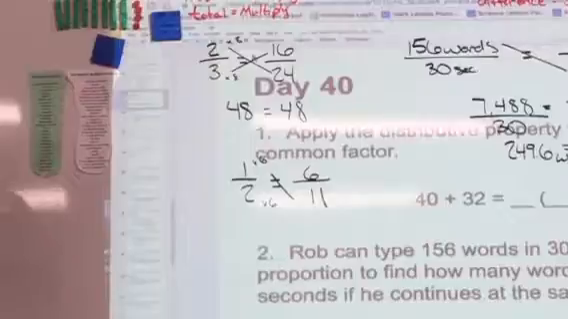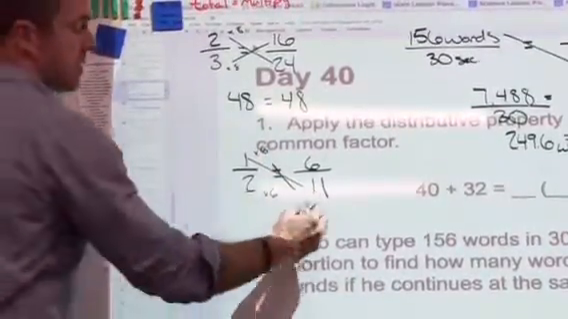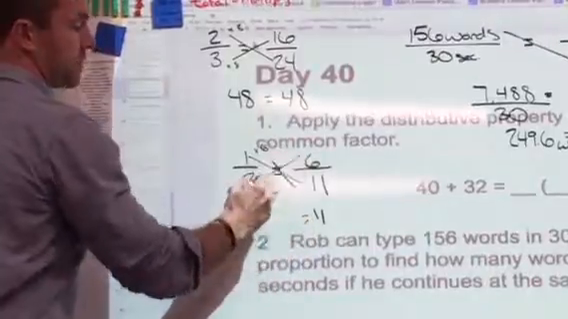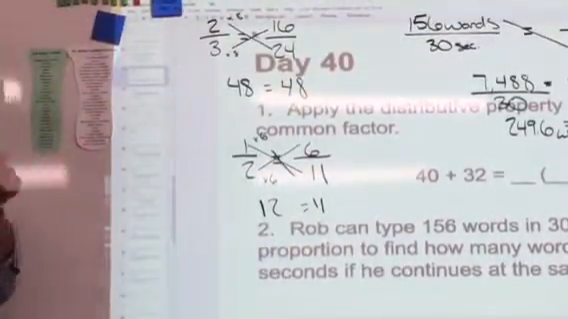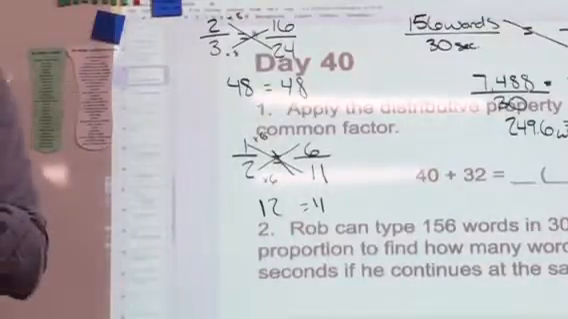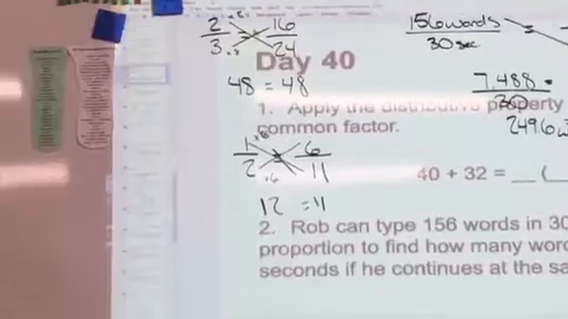We can also check with cross multiplying. What's 1 times 11? 11. What's 2 times 6? Does that equal each other? No. So what are the 2 ways for checking to see if something's proportional? You can use cross products or you can use mental math.